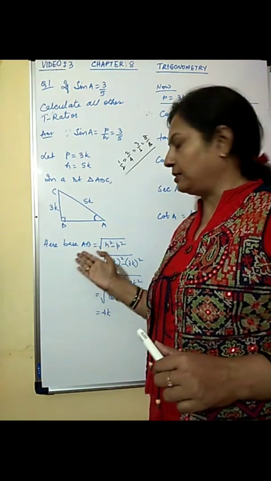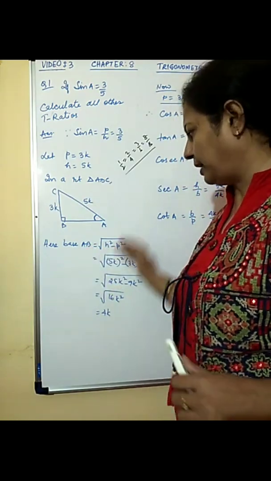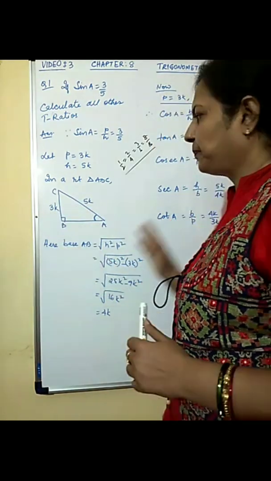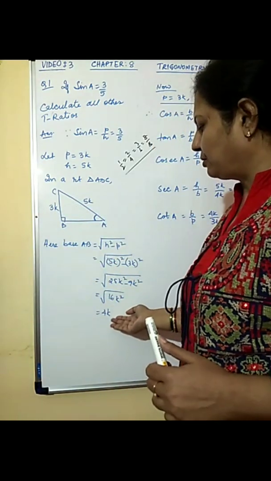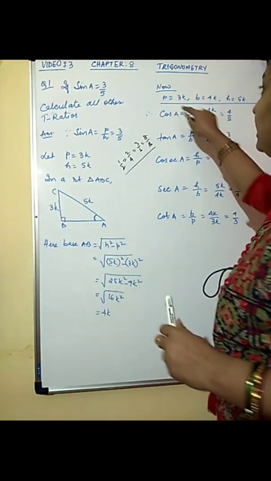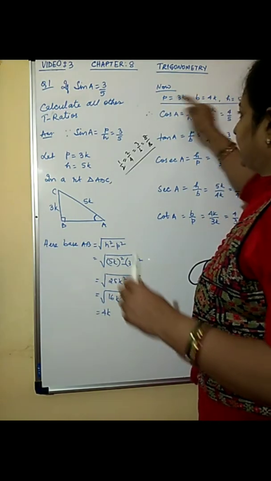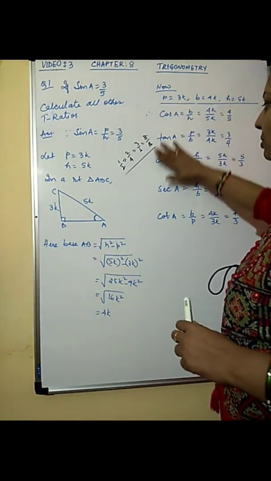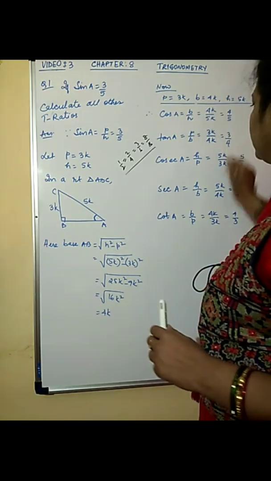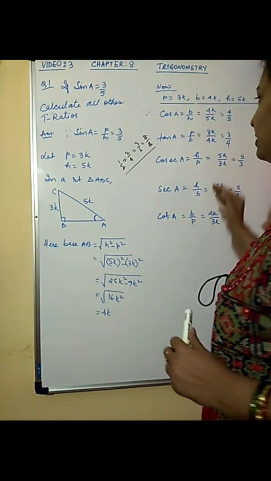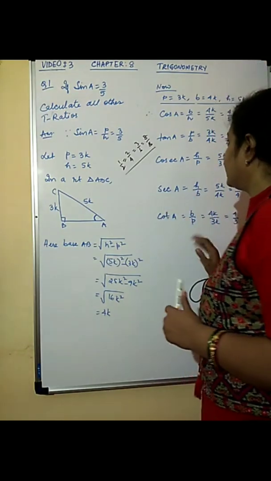We can use Pythagoras theorem and find the base AB by 5k square minus 3k whole square. That should come as 4k. So we got the base as 4k. Now we write down everything: the perpendicular 3k, hypotenuse 5k and base 4k. So now we just have to arrange these sides and we will be getting all the other ratios.